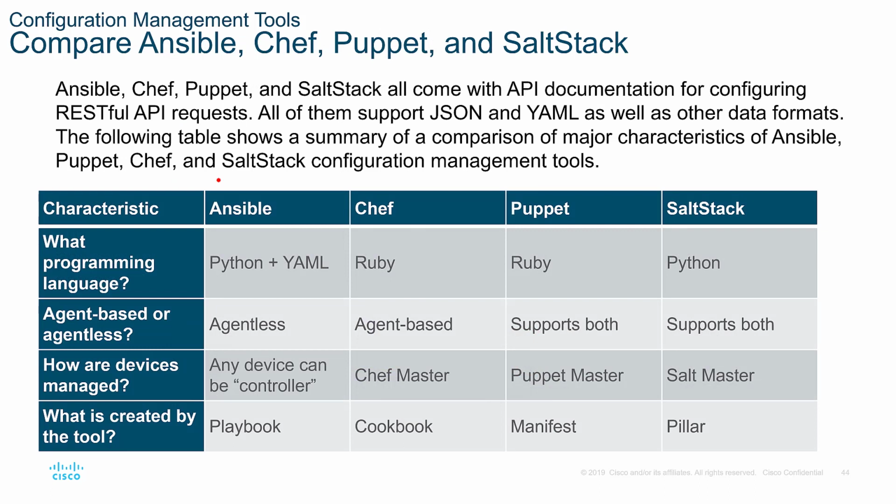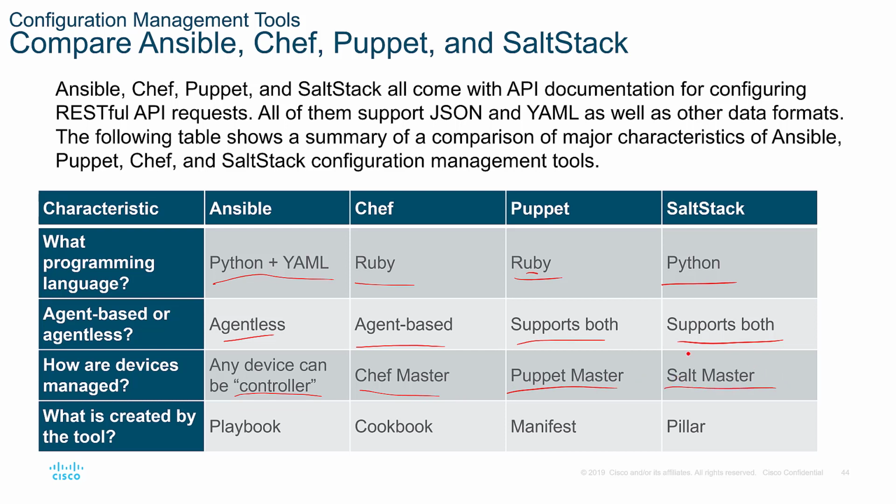So, characteristics. Ansible does Python and YAML, Chef does Ruby, Puppet does Ruby, SaltStack does Python. Are they agent-based or are they agentless? Ansible is agentless, Chef is agent-based, Puppet is both, SaltStack is both. How many devices can be managed? So basically with Ansible, any device can be a controller. With Chef, we have a Chef master. With Puppet, we have a Puppet master. And with SaltStack, again, we have a master as well.